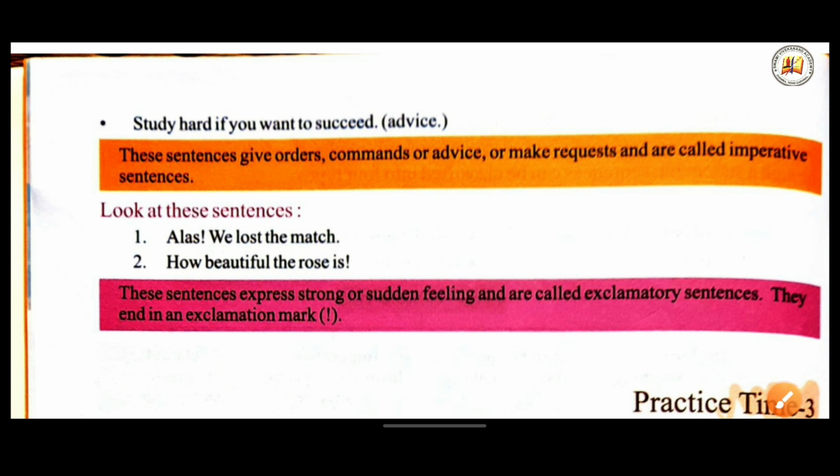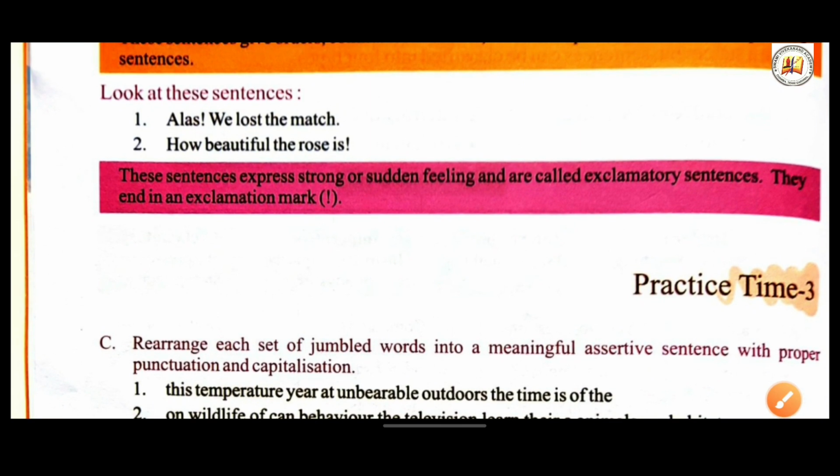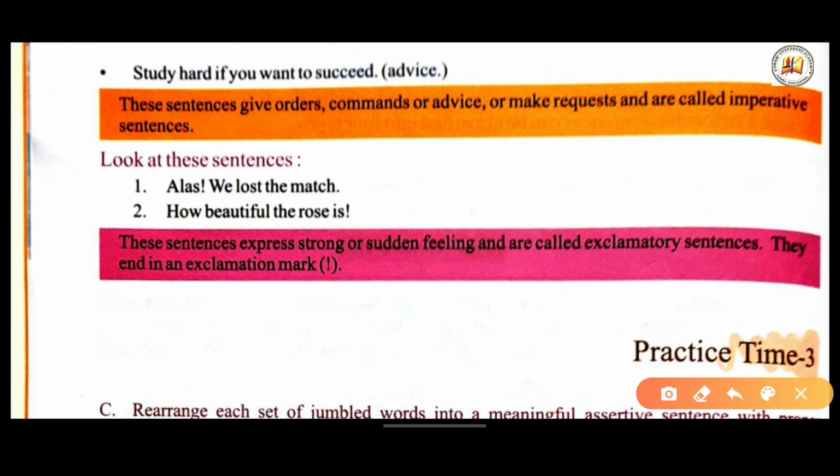Okay, at last we have here, look at these sentences. Alas, we lost the match. Second, how beautiful the rose is. We know very well that all these examples are sudden and strong feelings. So these sentences express strong or sudden feeling and are called exclamatory sentences. They end in an exclamation mark. Whenever we are discussing the exclamatory sentence, at the end of the sentence, or in between the sentence, there is an exclamation sign. So we can say that it is an example of an exclamatory sentence.